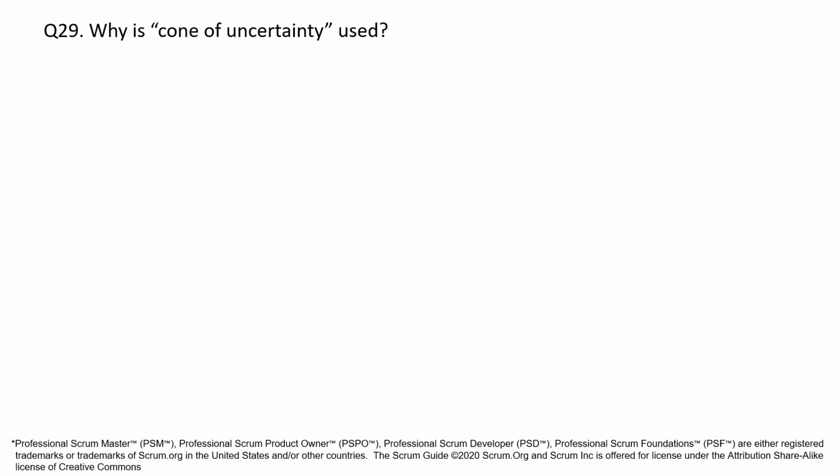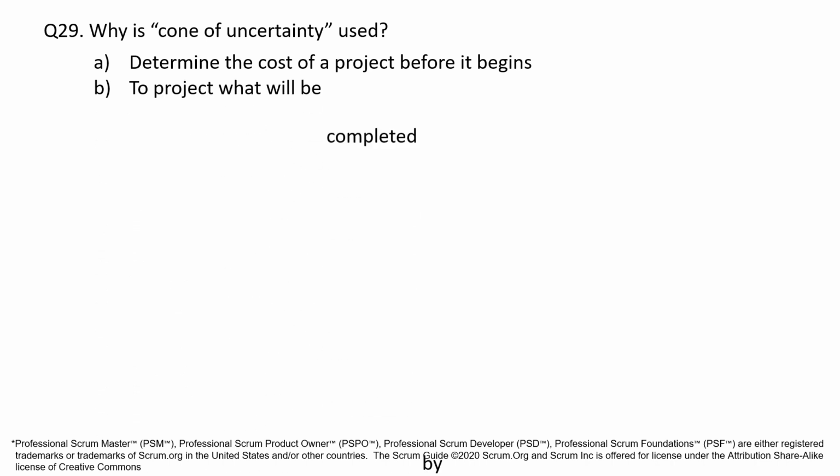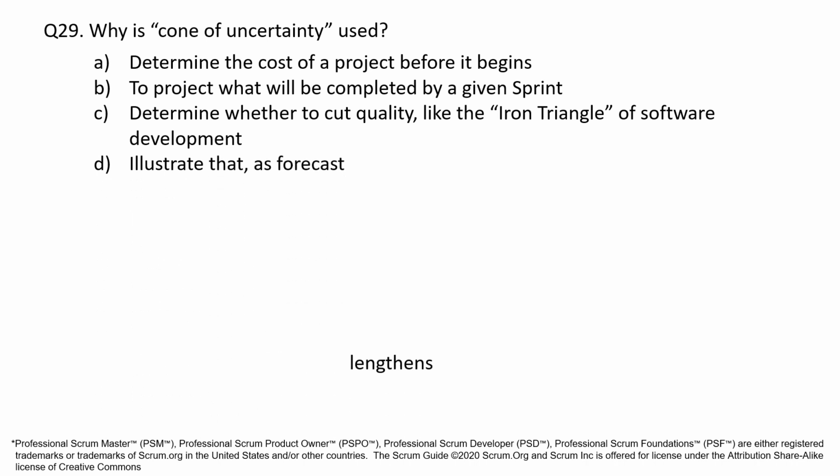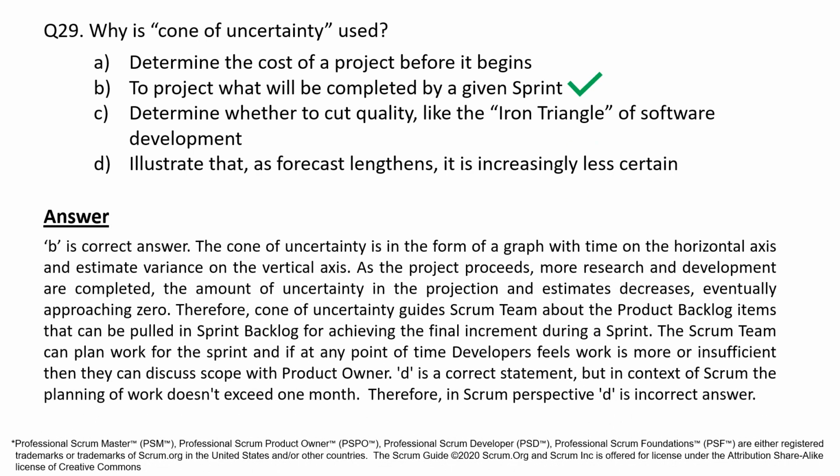Question 29. Why is cone of uncertainty used? A. Determine the cost of a project before it begins. B. To project what will be completed by a given sprint. C. Determine whether to cut quality like the iron triangle of software development. D. Illustrate that as forecast lengthens, it is increasingly less certain. Option B is the correct answer.